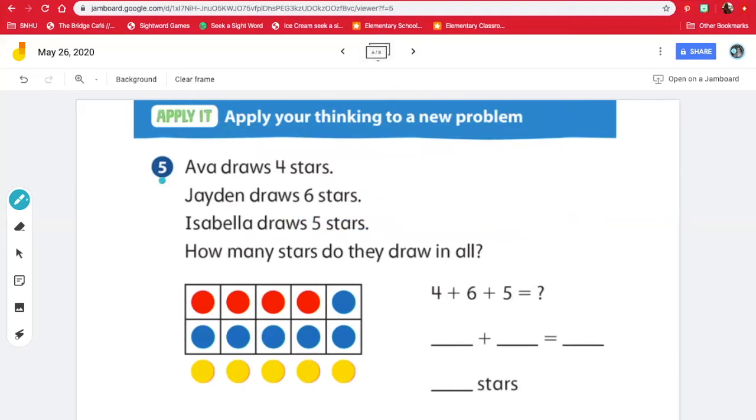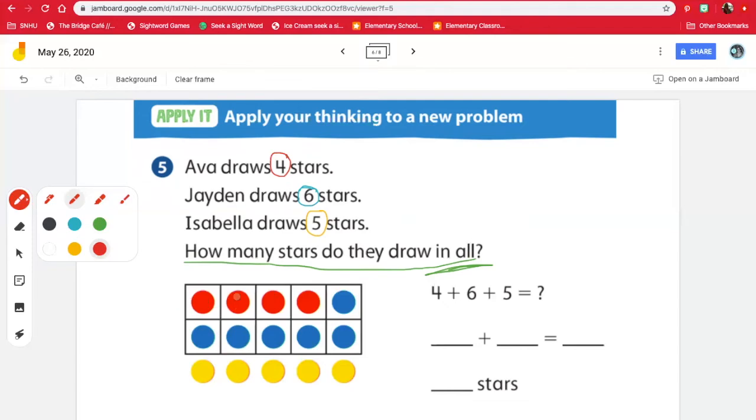Here's another problem for today. Ava draws 4 stars. Jaden draws 6 stars. Isabella draws 5 stars. How many stars do they draw in all? We're going to add. So let's break the problem down. We have 4 stars. We have Jaden who draws 6 stars. And we have Isabella who draws 5. And the question's asking, how many stars do they draw in all? Which shows us we're going to add these 3 numbers.